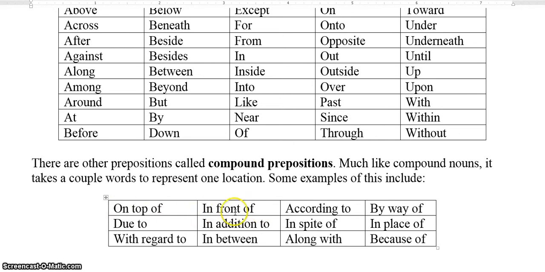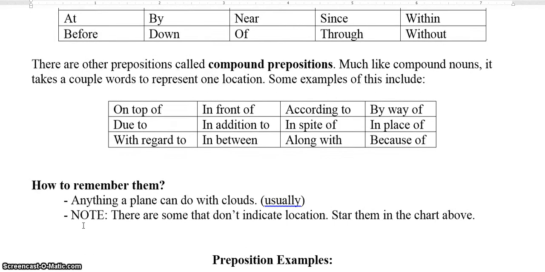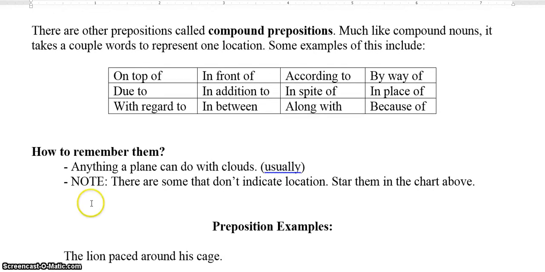Also, in front of, that would be a location, but it's multiple words. Some of these, like due to, that does not give a location at all, but is considered a compound preposition. And you're like, well, wait a minute, I thought they were location. However, there are some that don't.